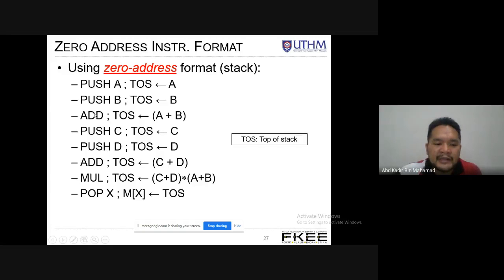If you transfer, they call it a pop. Pop. The rest, add and multiply, are the same. This is arithmetic operation. They use the same add, multiplication. But for zero address, they have push and pop. This is a push, you want to move. Pop, you want to store. Okay.